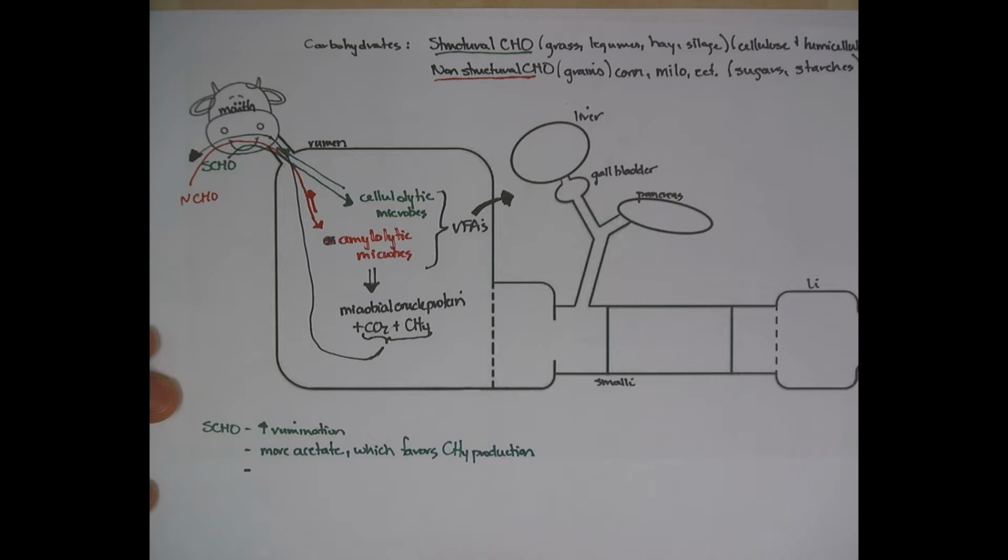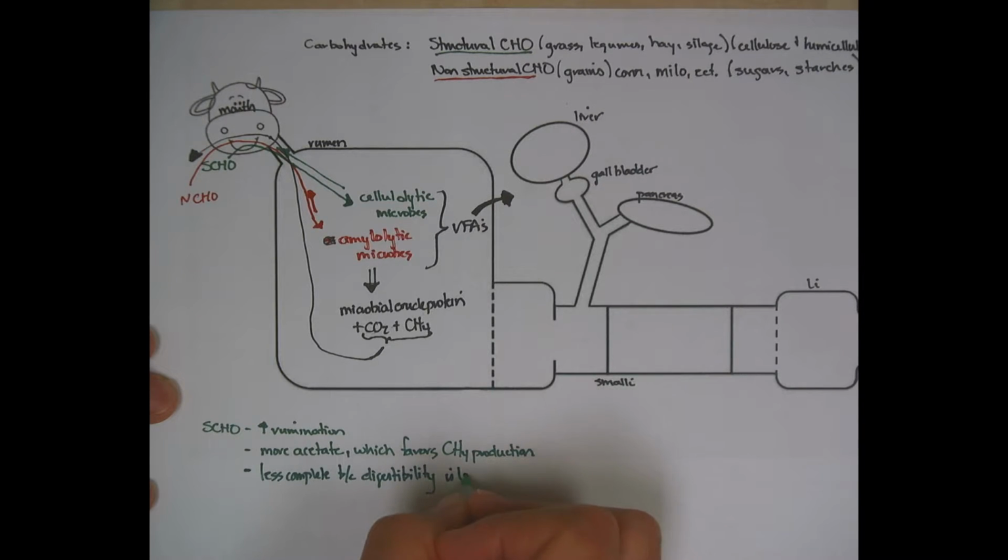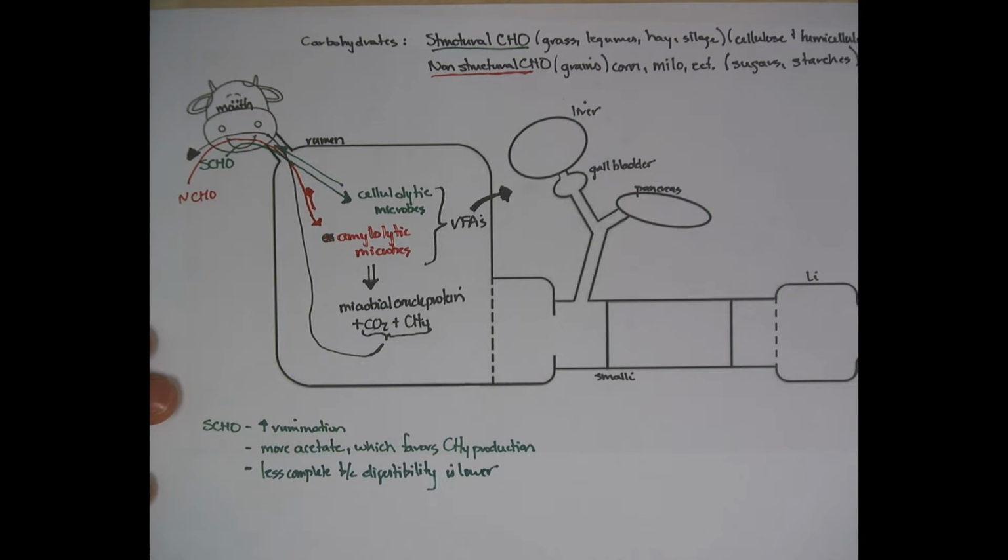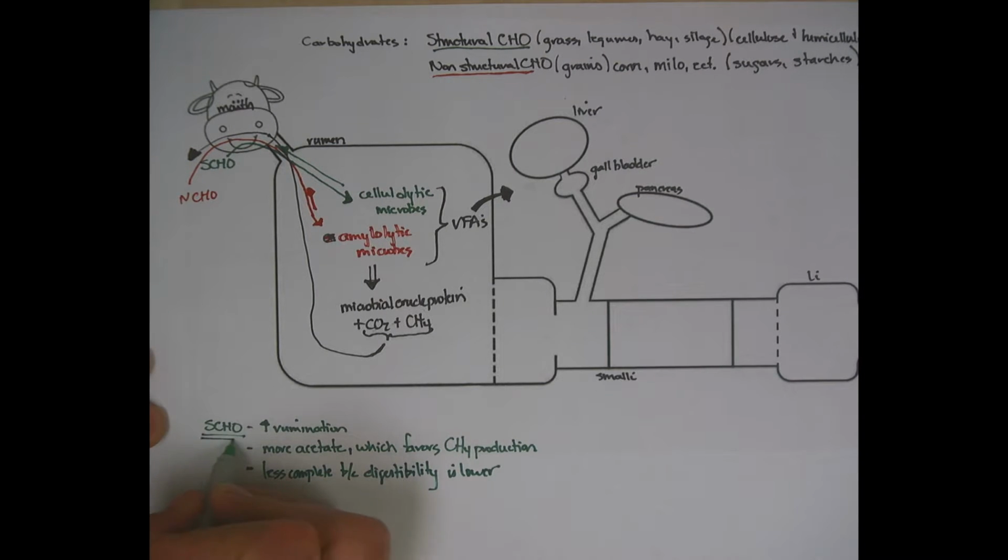Okay, structural carbohydrate in general also tends to be less complete because digestibility is lower. Okay, and so in general, structural carbohydrates, we have increased rumination, more acetate, and less complete digestion because digestibility is lower. The reason we feed structural carbohydrates is they tend to be cheaper, and cattle tend to be the most efficient utilizers of those structural carbohydrates of the animals that we use to produce meat and milk in the United States.